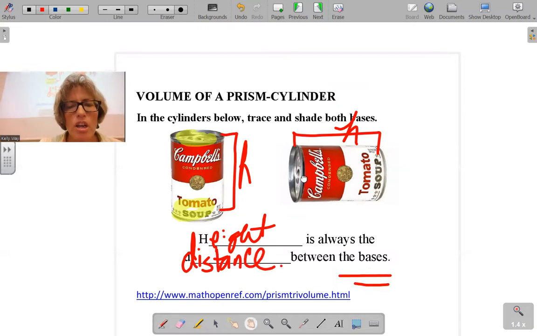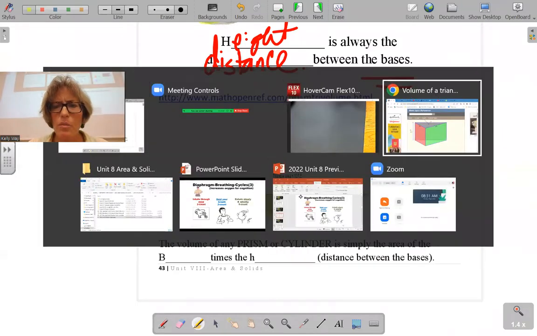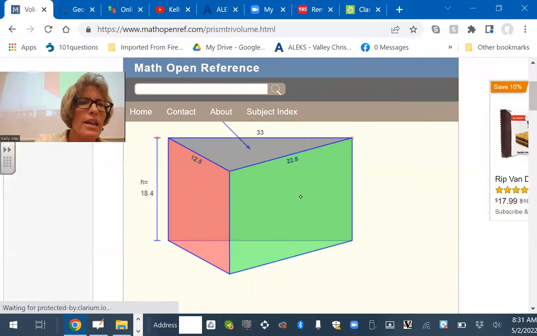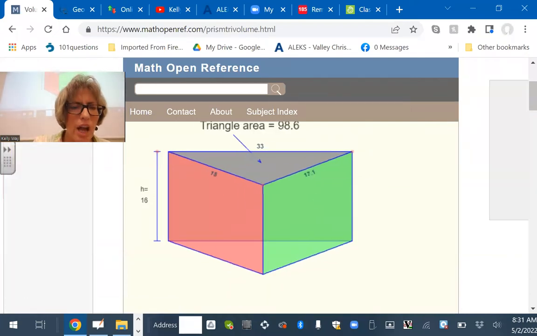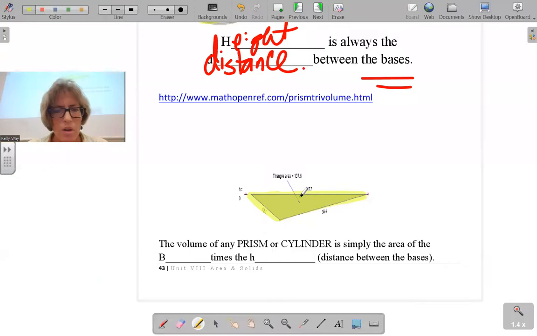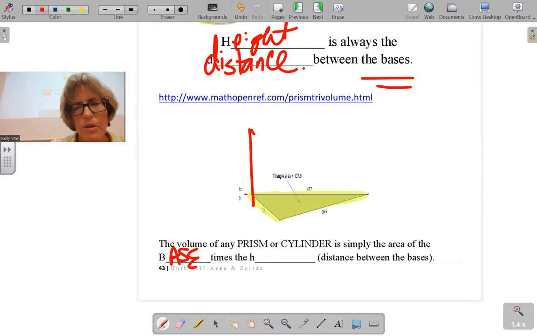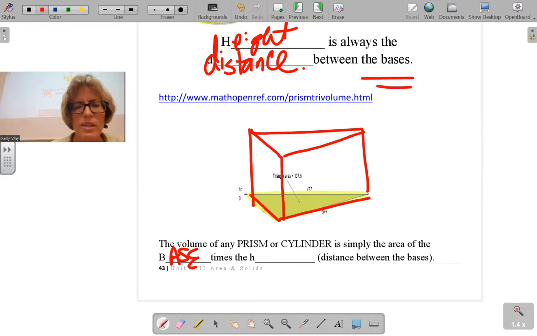So taking a look here, how do you find volume? It's really simple. You find the area of the base, and you times by the height, because the height is what changes. So we find the area of the base, and we simply times by the height. So if I wanted to find the volume of this, I find the area of the base times the height.